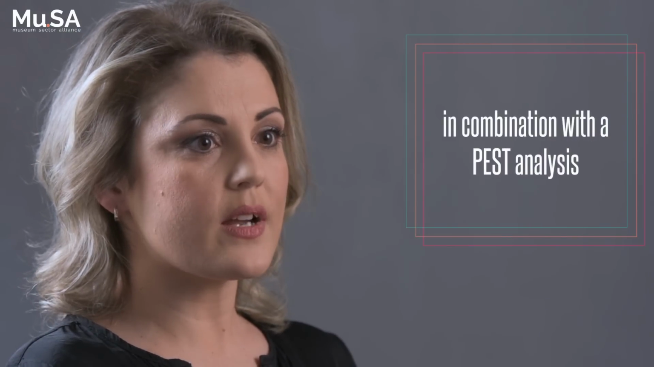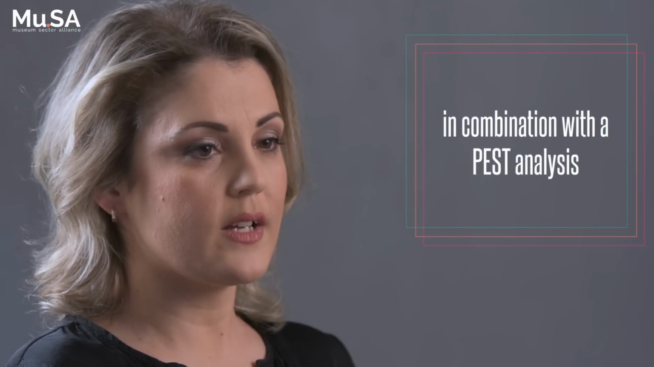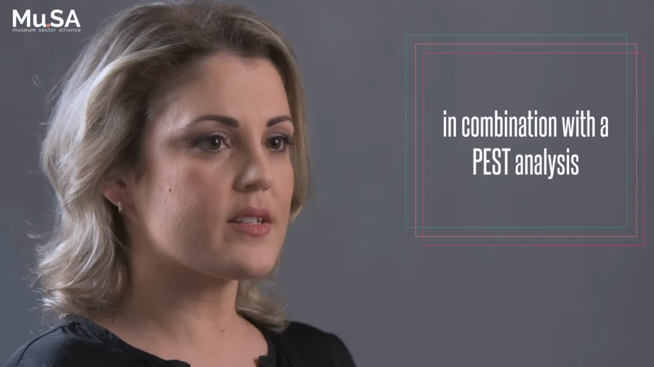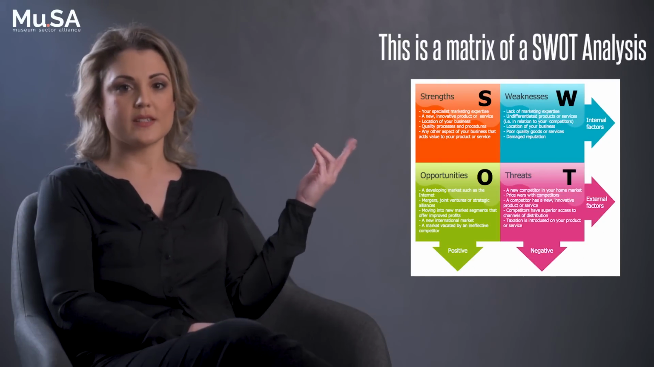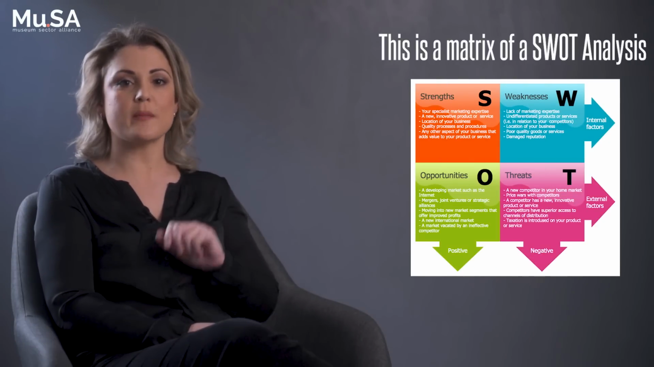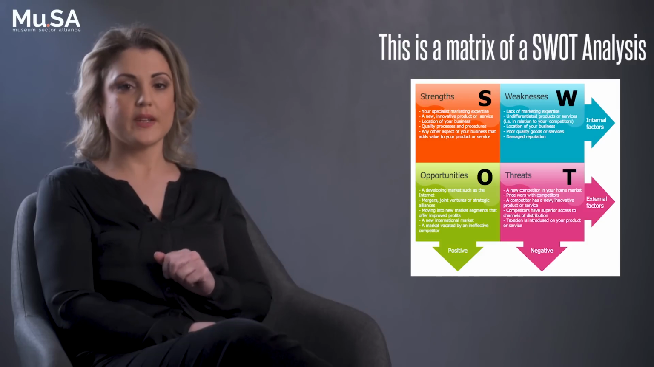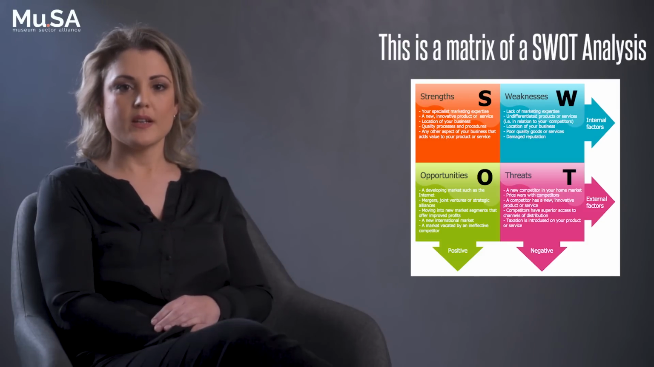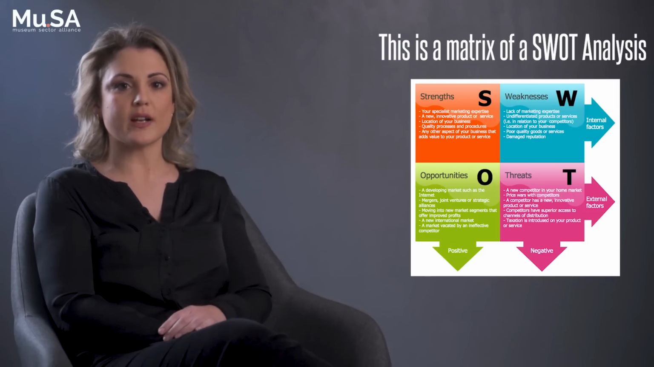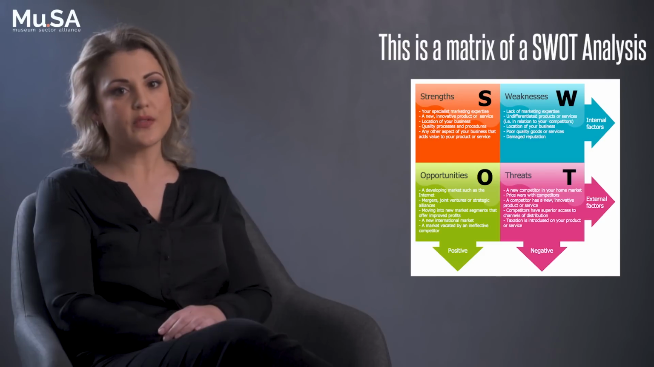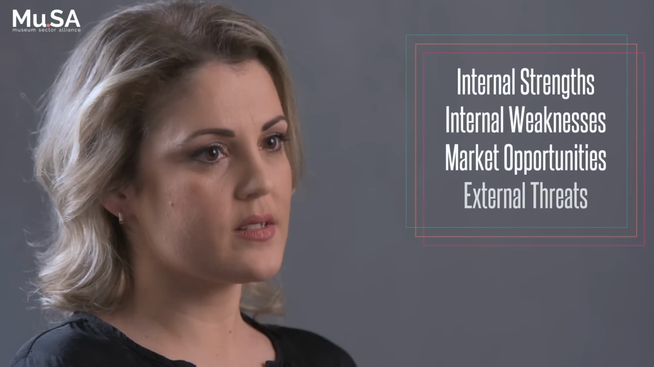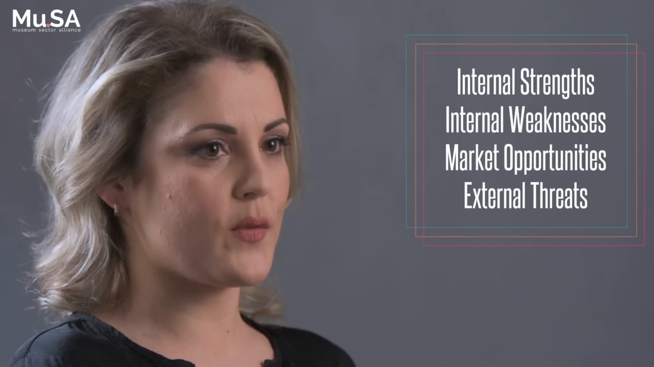It is sometimes done in combination with the PEST analysis, which looks at the broader political, economic, social, and technological factors and provides a macro-environmental view. This is a matrix of a SWOT analysis. A SWOT analysis has two dimensions: 1. Internal. 2. External. The internal dimension includes organization factors, also strengths and weaknesses. The external dimension includes environmental factors, also opportunities and threats. Internal strengths, internal weaknesses, market opportunities, external threats.